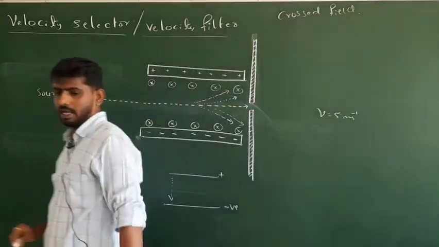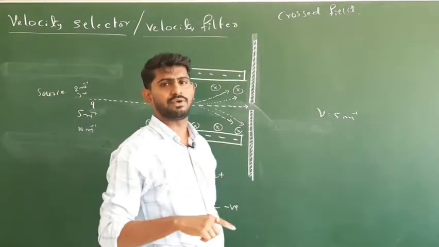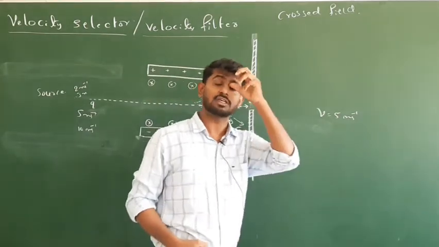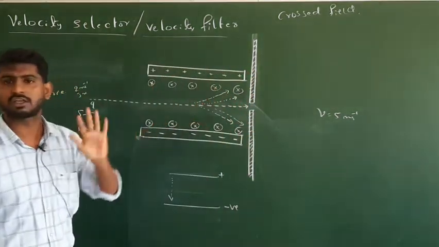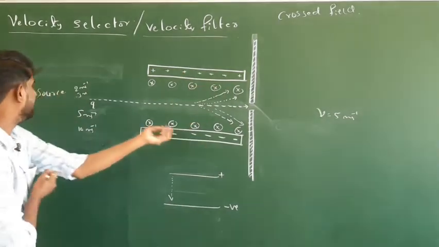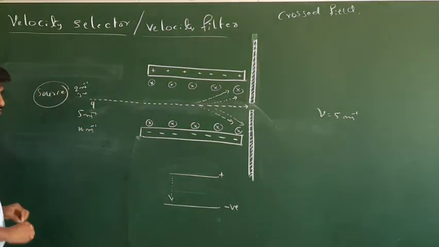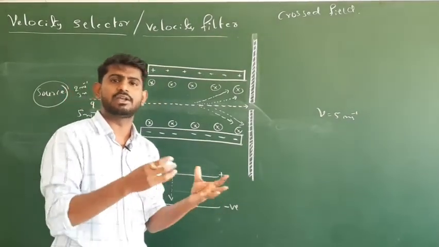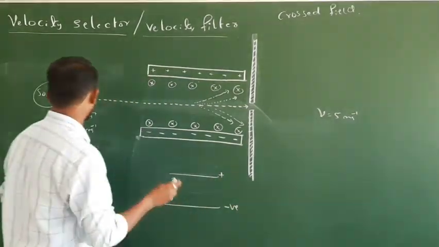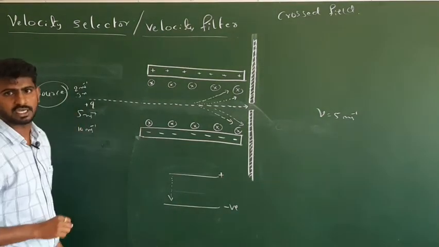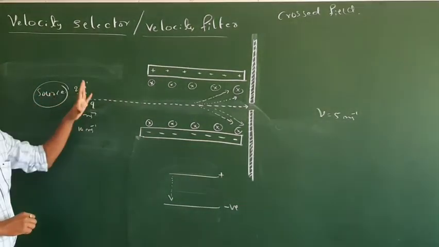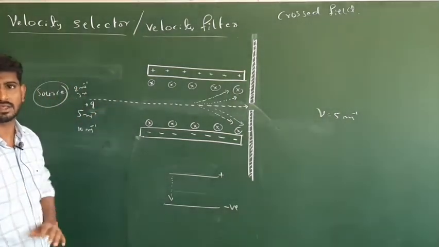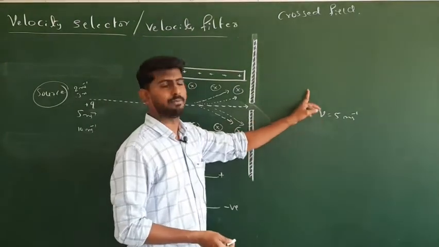A region where both electric field and magnetic field exist perpendicularly is called a crossed field, and this is the region of crossed field. We are having a source which is capable of emitting charges with different velocities. What type of charges am I using here? We are using positive charges. So this is a source of positive charge, emitting the positive charges with different velocities, and here I want to get a particular velocity.